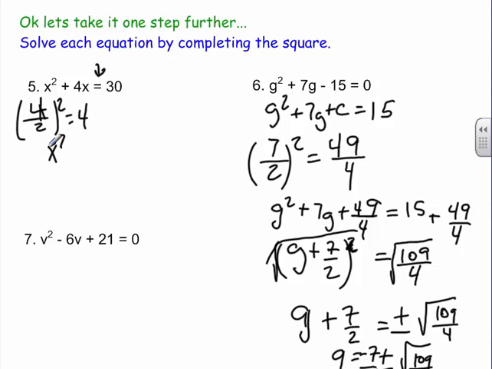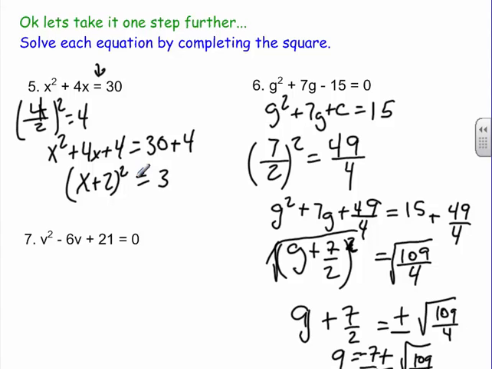So I end up with x squared plus 4x plus 4 equals 30 plus 4. What you do to one side, you have to do to the other. So if I add 4 to one side, I have to do it to the other. This factored is x plus 2 quantity squared, just like 8.7, that special type of factoring, equals 34. Square root both sides.